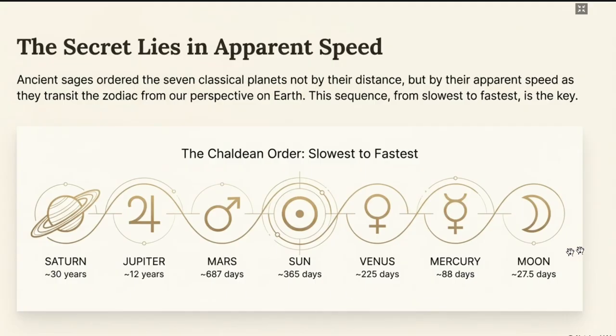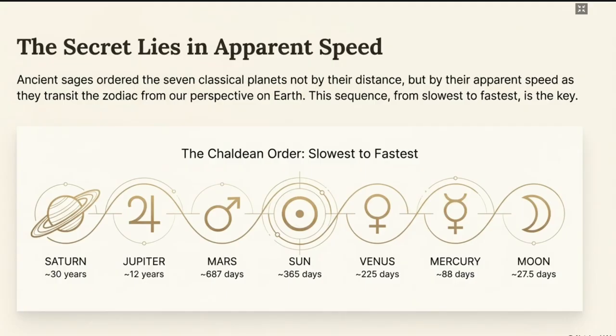Now this is known as the Chaldean order, when you arrange the planets in the sequence of slowest to fastest: Saturn, Jupiter, Mars, Sun, Venus, Mercury, Moon. This is known as the Chaldean order.